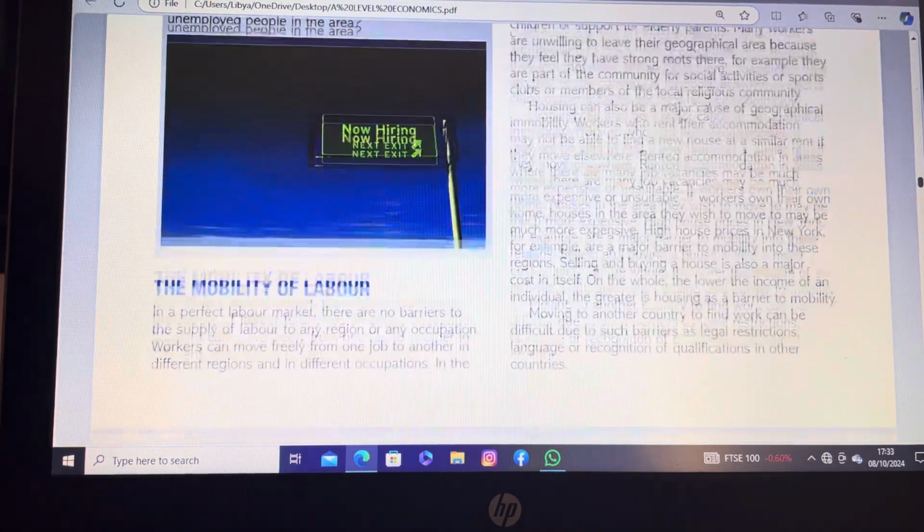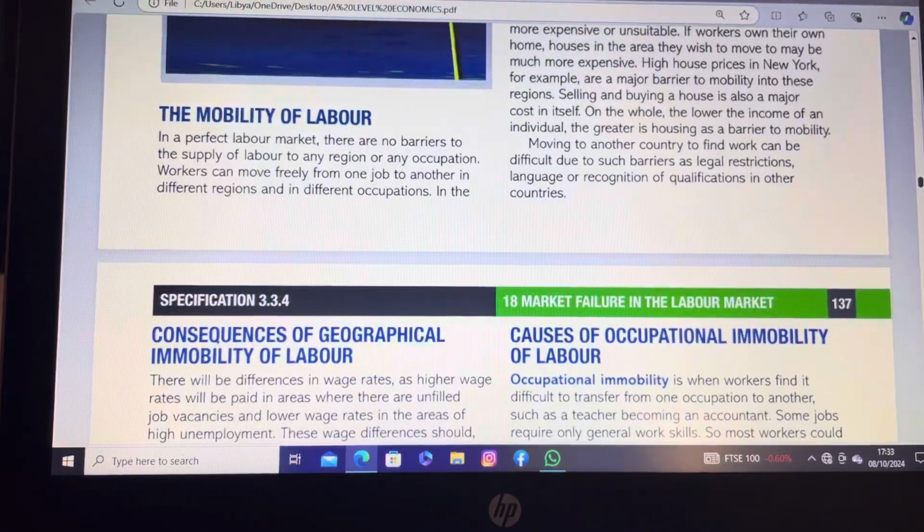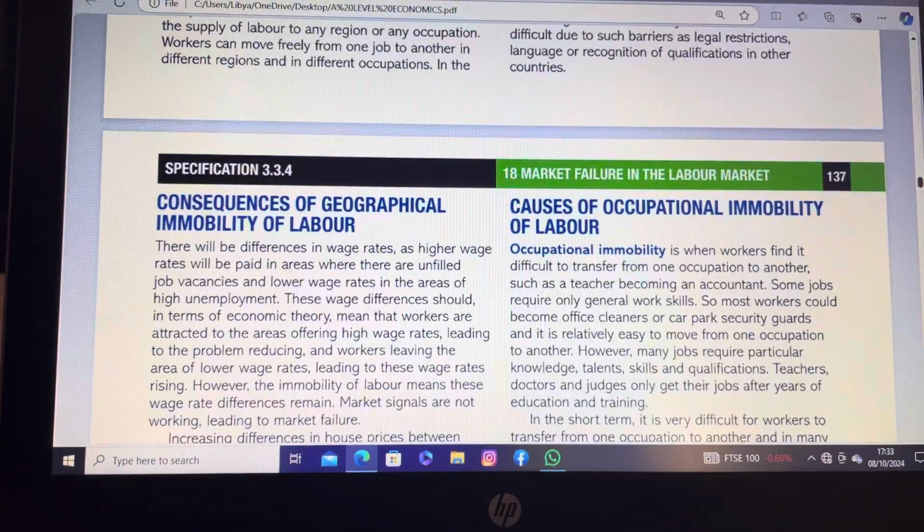Then what are the consequences if workers cannot move, if it is difficult for laborers or workers to move from one country to another?